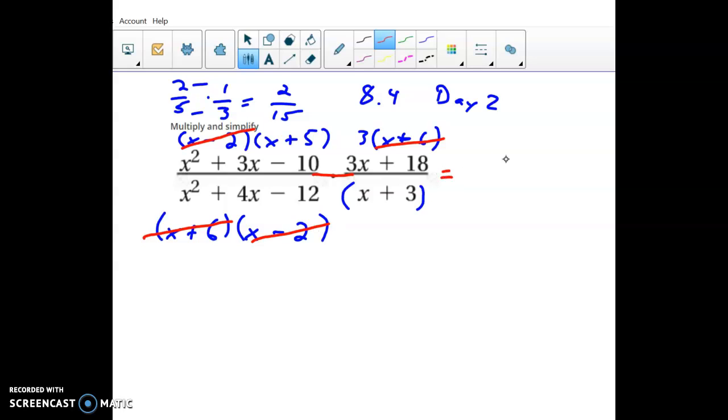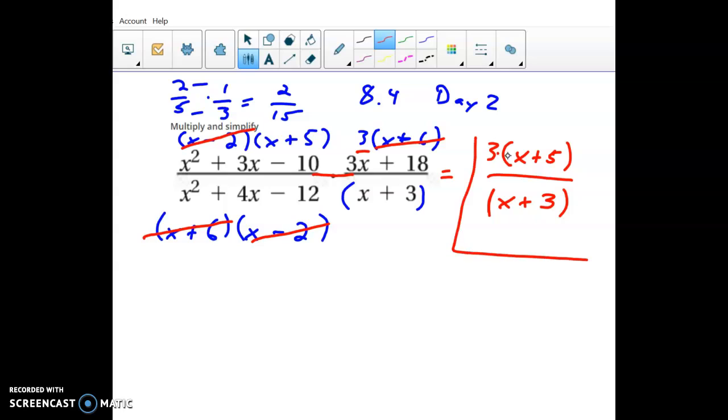So what we're left with is we still have a 3 on top, times x plus 5, and then on the bottom we have just x plus 3. And you can certainly write this top as 3x plus 15 if you want. I'm just going to leave it in factored form just in case I miss something. If I miss something, then I could see if it cancels further. But I think that's as far as it gets.